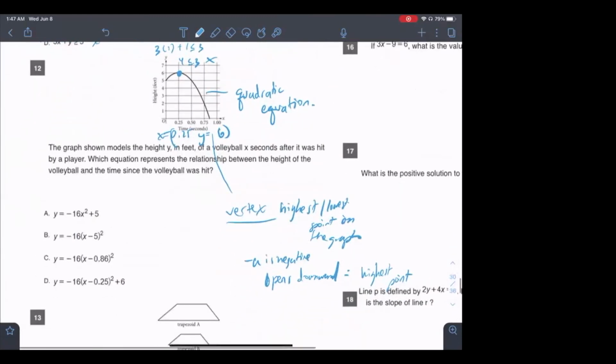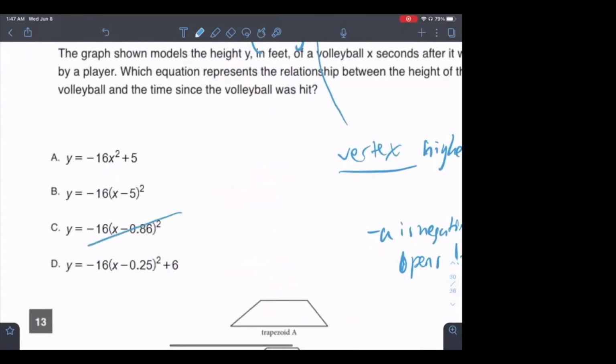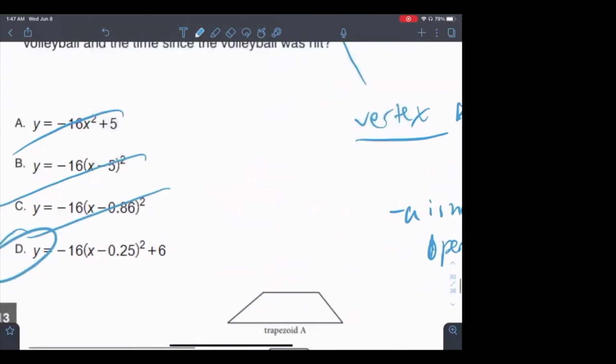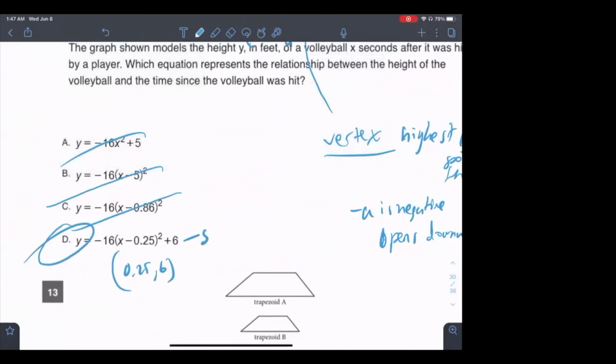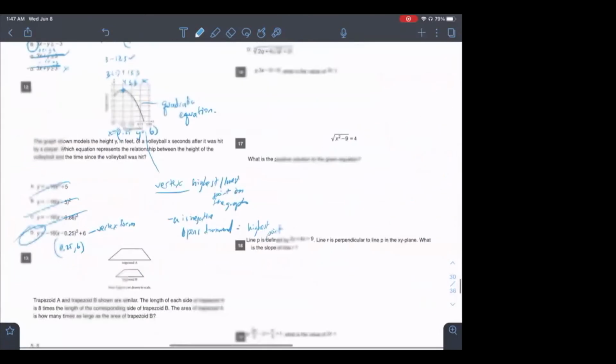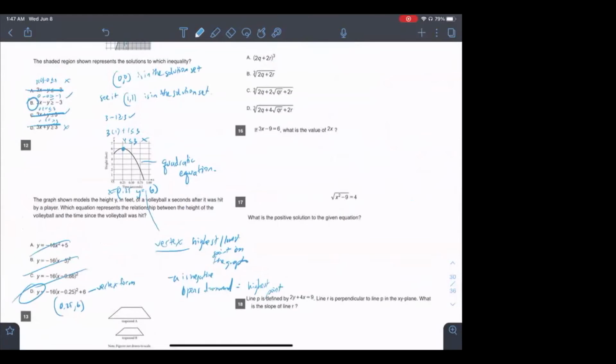So that would be the vertex, meaning that it would be choice D, because you just take the opposite sign of the inside of the parentheses, 0.25, and then 6. And that gives you the vertex. And so that's why for 12 it's choice D, because it shows you vertex form, which allows you to show the accurately represented relationship between the height of the volleyball and the time since the volleyball is hit.